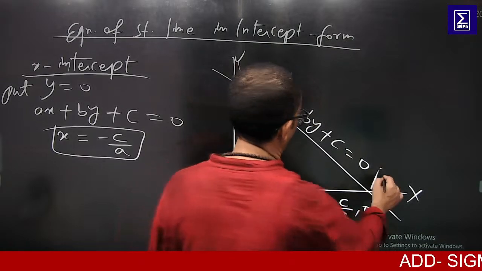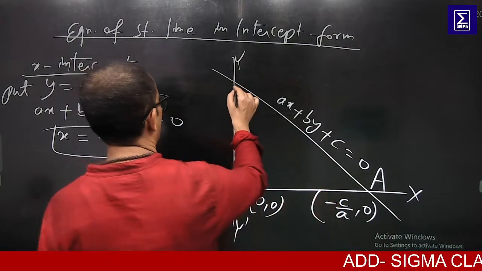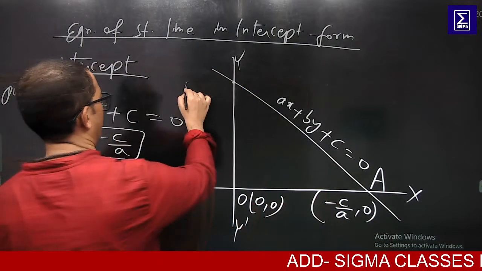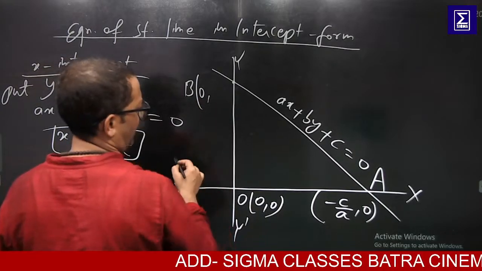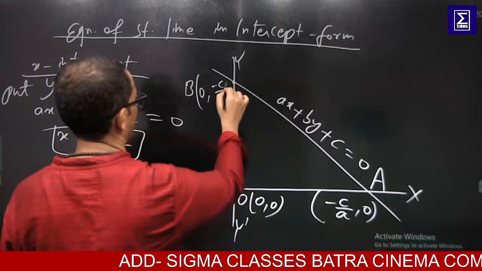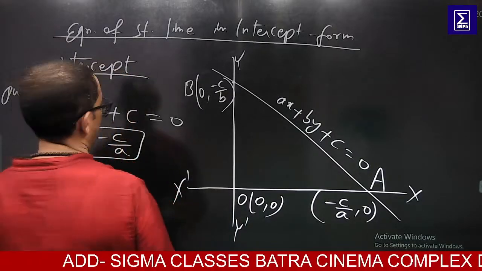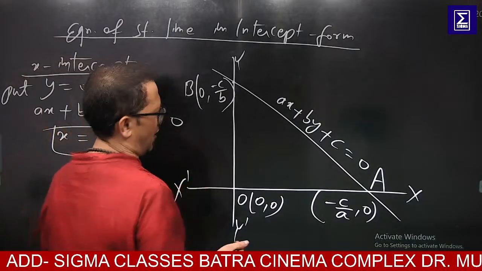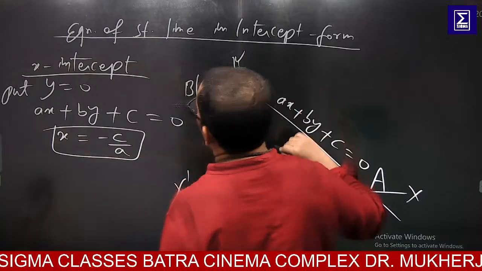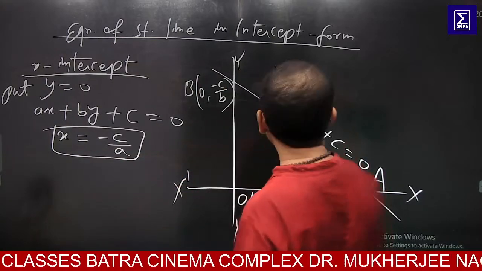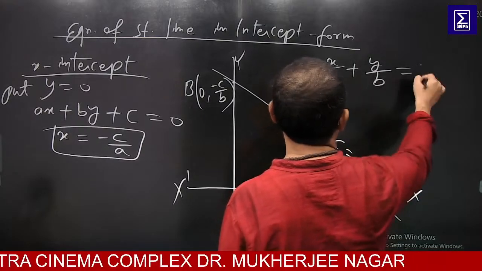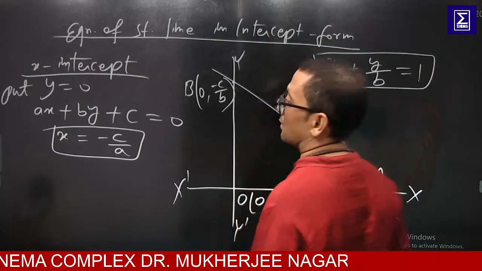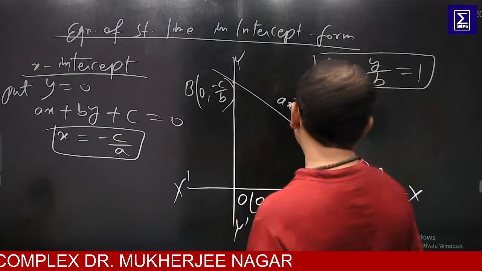Let this point be A. Similarly, this point is B. It would be 0 comma minus c over b. So these are the intercepts. Firstly, I will tell you the standard form of a straight line in intercept form, which is x upon a plus y upon b is equal to 1, where a and b are the x and y intercepts.